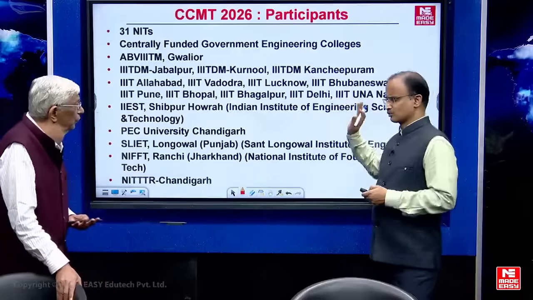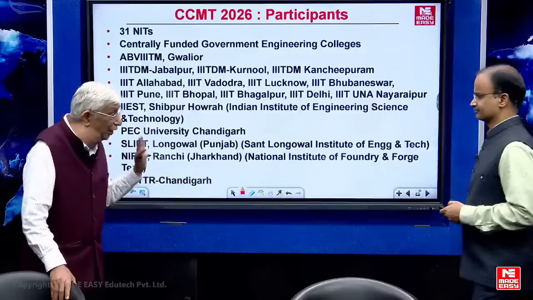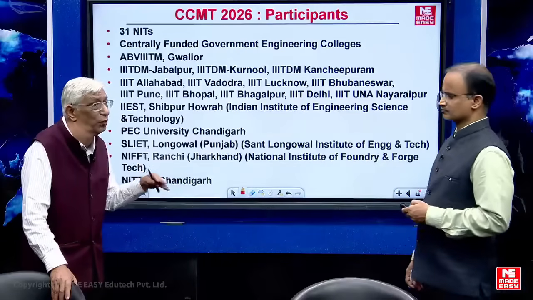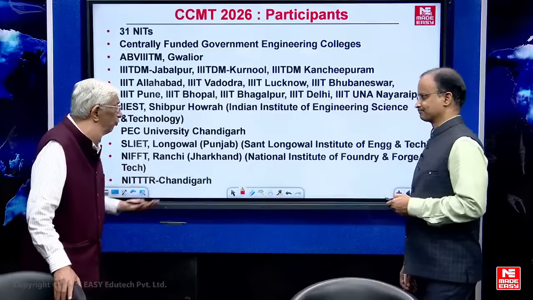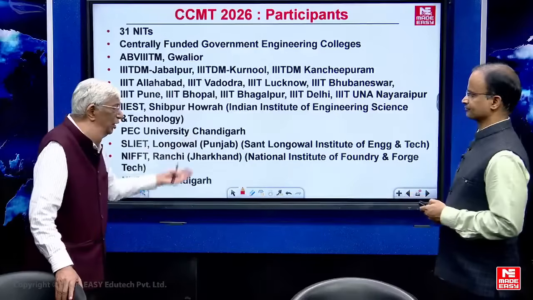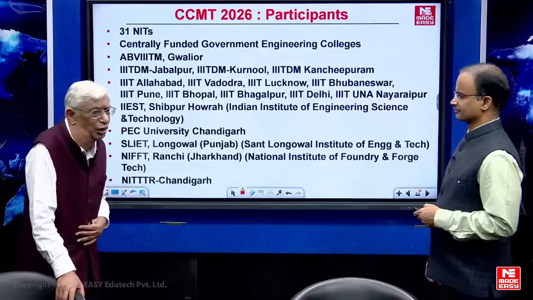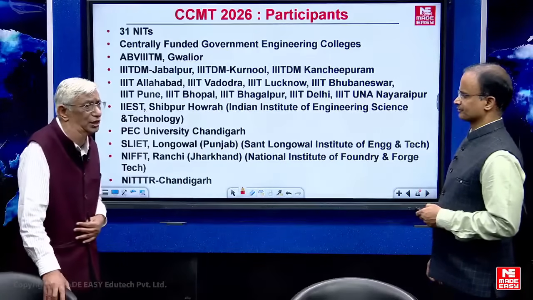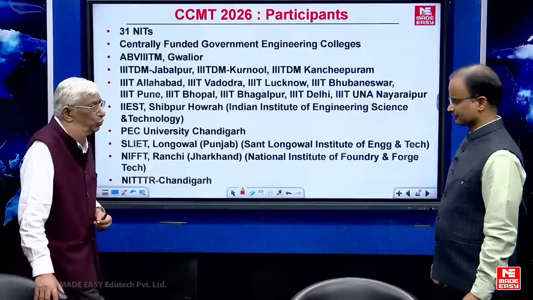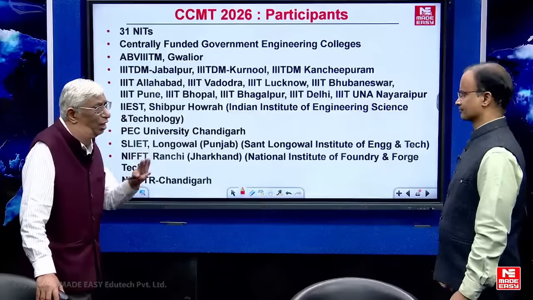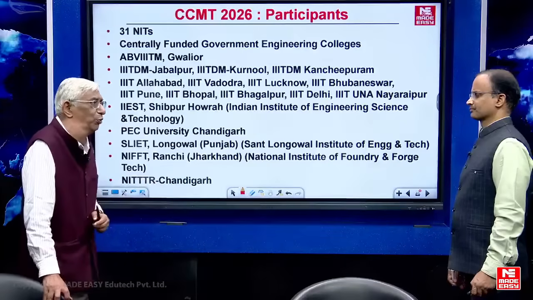Sir, maximum selection is based on only GATE. Only GATE. There is no interview, there is nothing else. Only GATE score. And the process will open from the 3rd week of May. Yes, likely to open from 15th of May this year. Last year they had released the advertisement on the 14th of May. So this year, give or take a day or two, they are likely to be releasing in the same time frame, and the actual process will begin in the 1st week of June. So essentially speaking, after 3 rounds of COAP are over, then only CCMT will come into the picture.